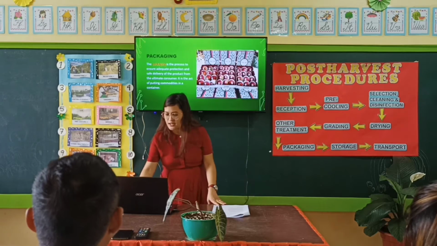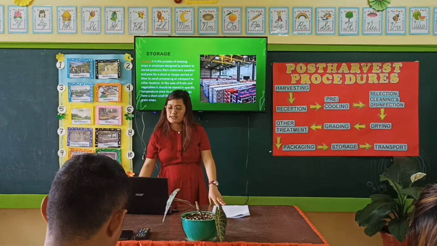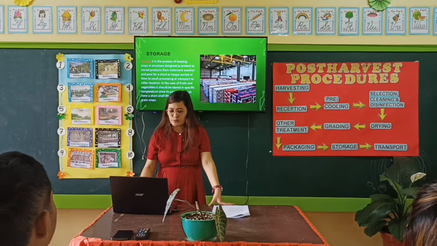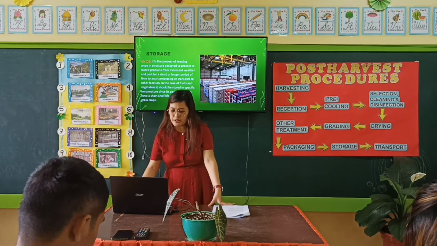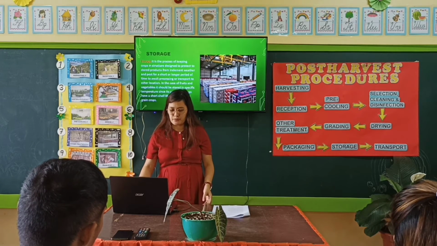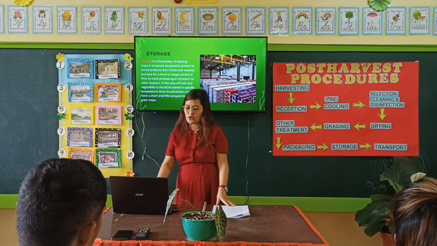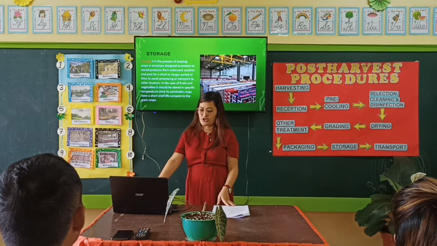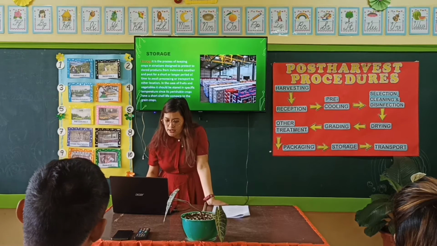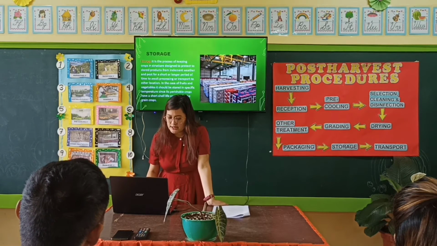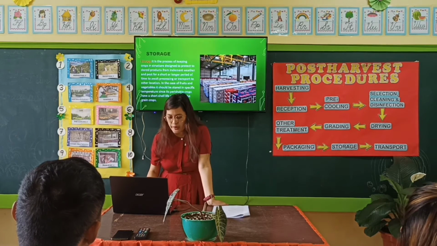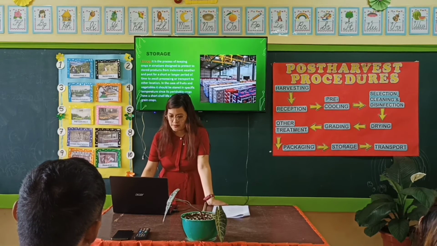So next is the storage. It is the process of keeping crops in a structure designed to protect the stored products from inclement weather and pests for a short or longer period of time to await processing or transport to other locations. In the case of fruits and vegetables, they should be stored at a specific temperature since they are perishable crops and have a short shelf life compared to the grain crops.